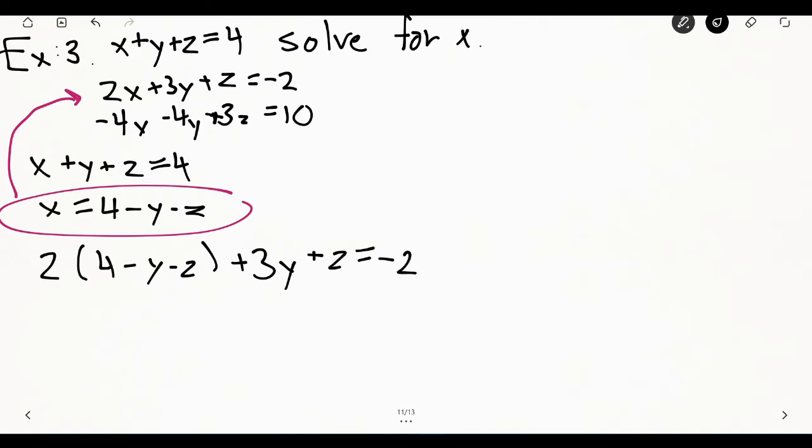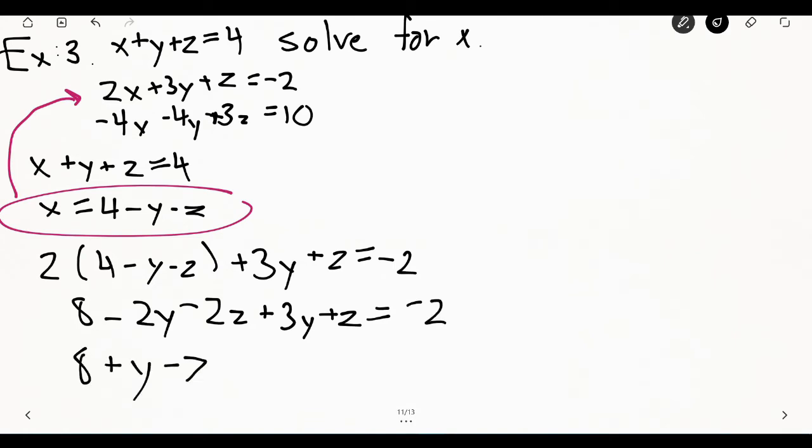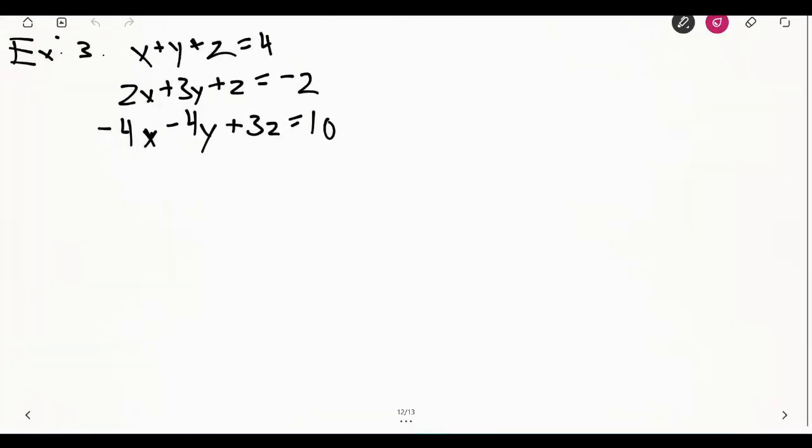In this case, we used the second equation and got the expression 2 times (4 minus y minus z) plus 3y plus z is equal to negative 2. Using this, we can solve for y in terms of z to get y is equal to negative 10 plus z. We must substitute this value along with the x value back into one of the 3 equations.